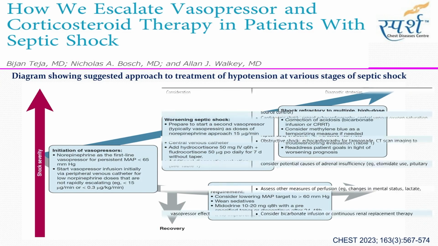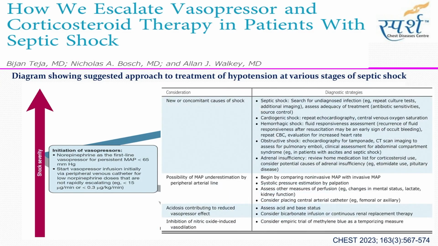If your patient still has refractory shock, then you reassess and look at other causes of shock. It could be that a patient of septic shock has now developed cardiac shock or hemorrhagic shock or adrenal insufficiency. Do not always rely on your central or your arterial line, because sometimes it might give you wrong readings. There might be damping. It might be in the wrong position.